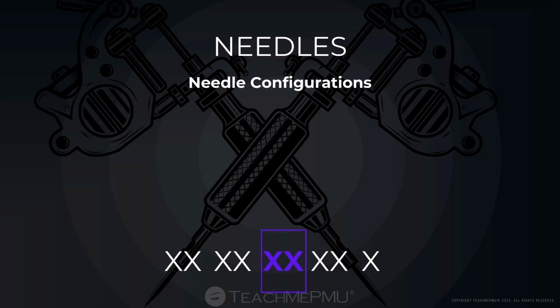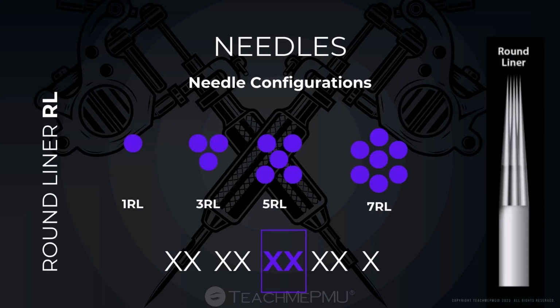Needle configurations. Round liners are labeled as RL. These needles are configured in a round and tight configuration. Concentrated trauma in a small area, ideal for precise lines. Crisp, clean lines, outlining, detailed work. Short to medium stroke is recommended for precision and line quality.